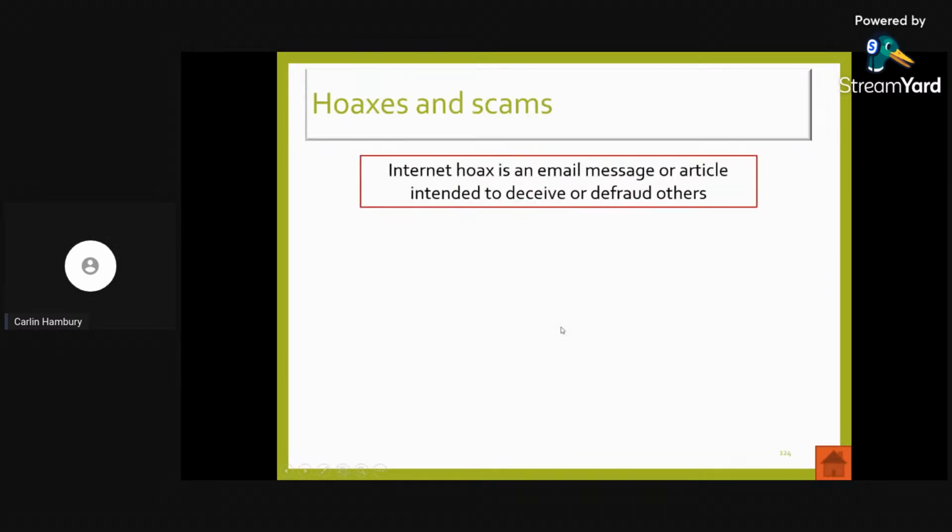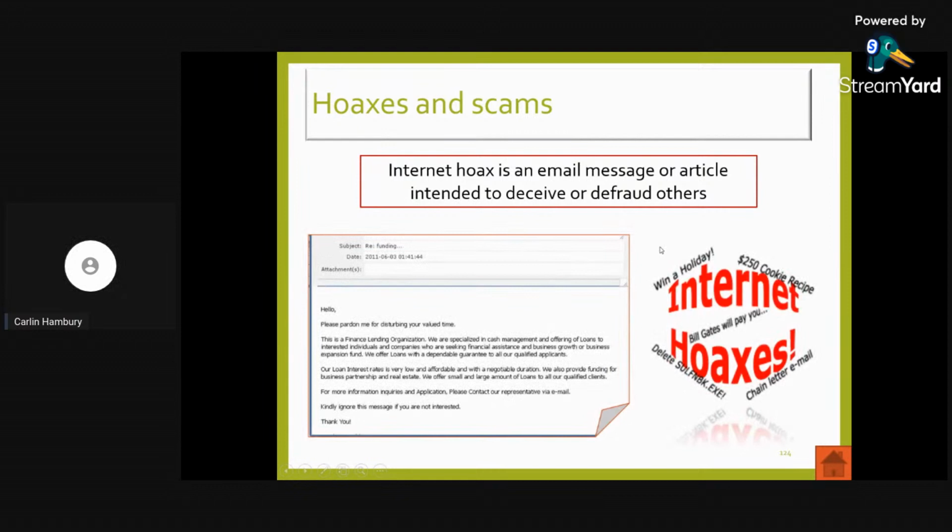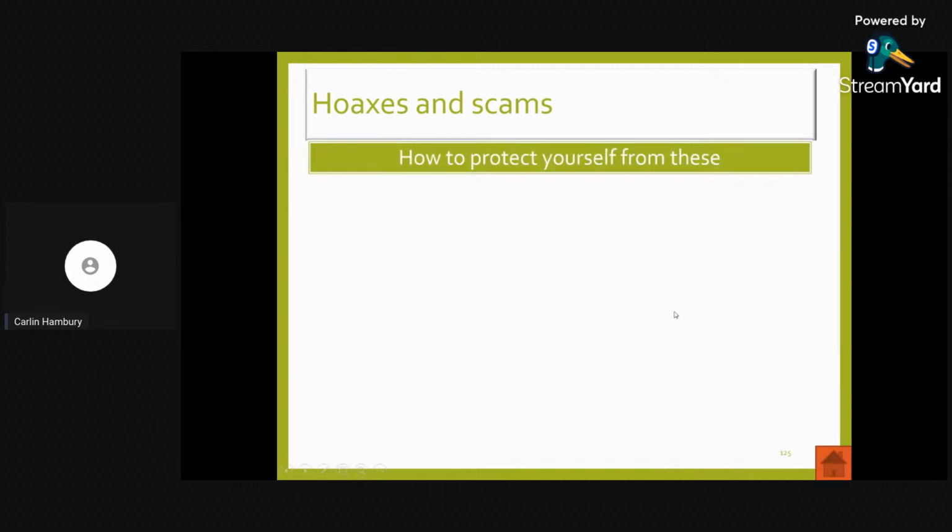Okay. Then we have hoaxes and scams. An internet hoax is an email, message, or article intended to deceive or defraud others. So they tell you you've won a holiday, you've inherited money from a relative you never had, those sort of things. That is an internet hoax.